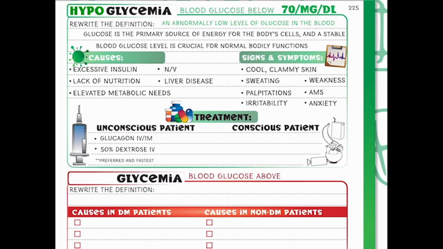So what is the difference between the two? Well, glucagon is telling our liver to release any of the stored glucose that's there, so it's a little bit longer acting, but dextrose is straight sugar to the bloodstream. Our unconscious patient isn't going to be able to help us, so we need to give them that intervention quickly. But a conscious patient is able to help themselves, so oftentimes we're just going to give them a simple carbohydrate and some glucose. This could be a juice box, candy, or even some fruit.